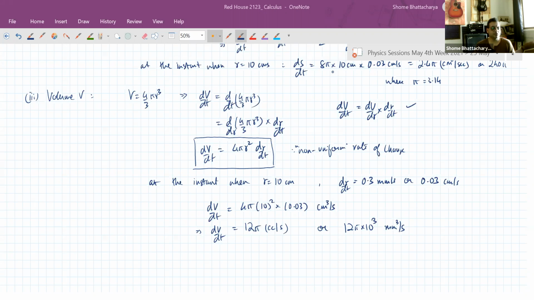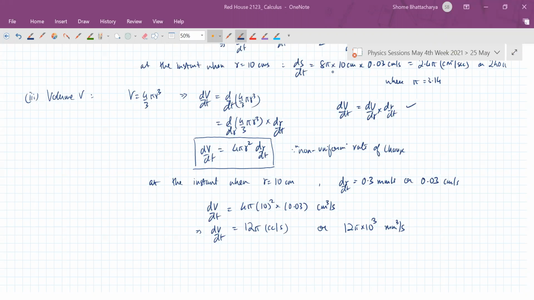And then you'll have to use the rate of change of volume, which you have calculated at this instant, 12 pi cc per second. So either way you can do it. You can express the density as a function of volume, or you can go one step further and express it as a function of radius.